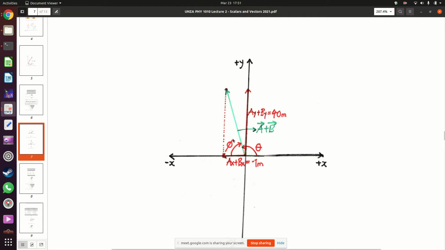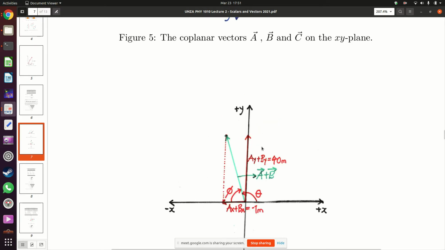So let's see. Because of this triangle business we're getting here, what we're going to work out is this phi and not theta. So we're going to work out phi using that tan formula. Then after we find phi, we're going to find theta. Is that clear?